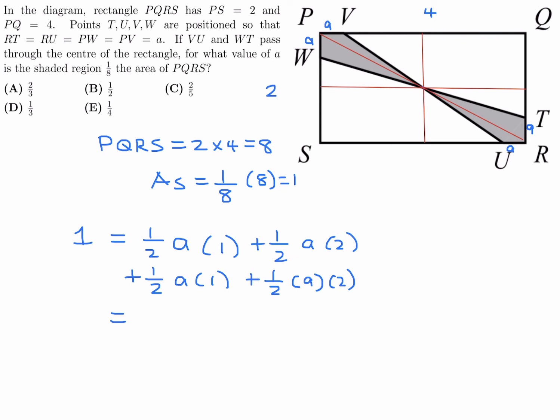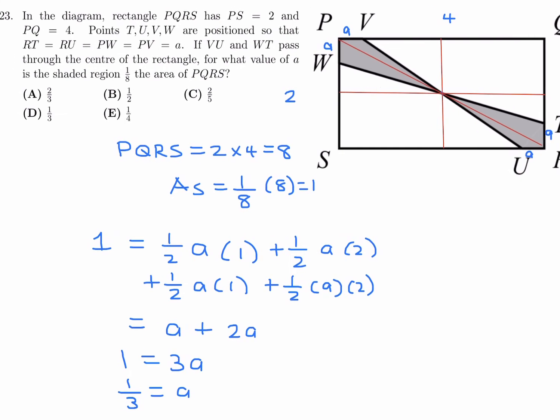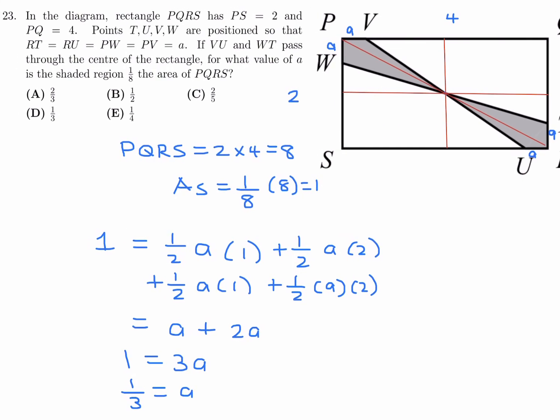When you add all these up, you will get A plus 1 plus 1, 2A. And that's just 3A. And that equals 1. Therefore, A is equal to 1/3. So, number 23, the answer is D.